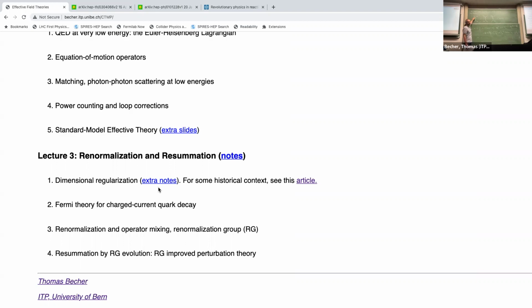Why? It's a quiz question for the audience. Why can this diagram have a divergence? We counted these denominators and then we said up to 2 propagators is divergent because it's d^4k over k to the 4th. But this is a triangle diagram, so it has 3 denominators. Why can this be? How can this be divergent?